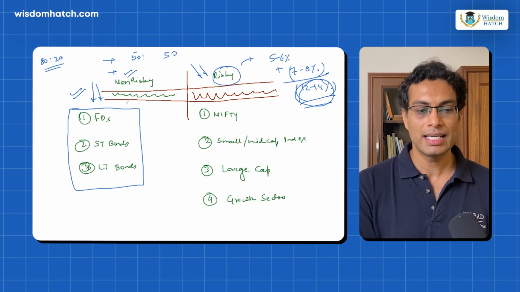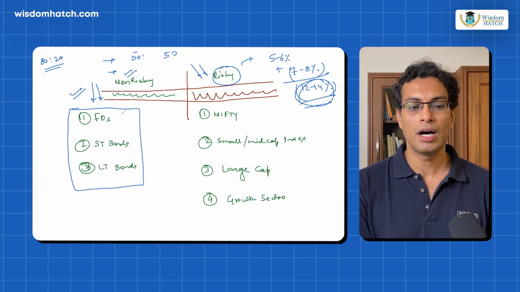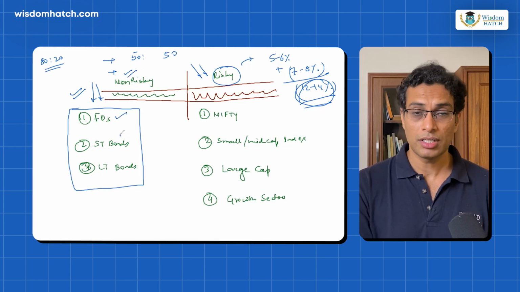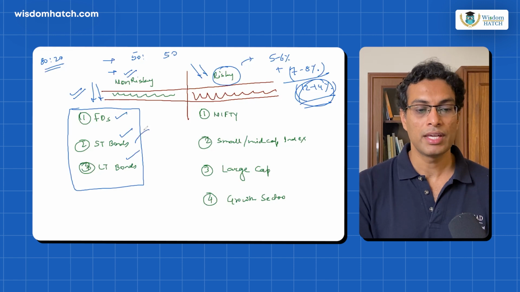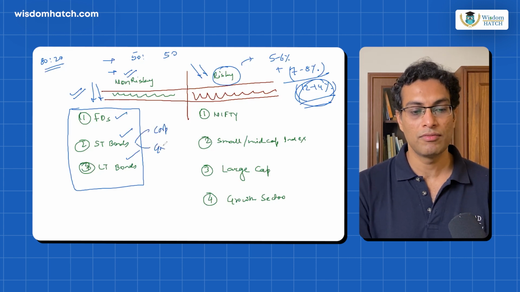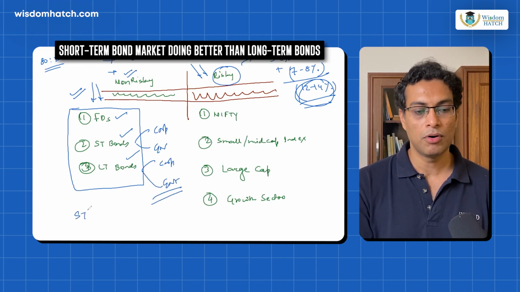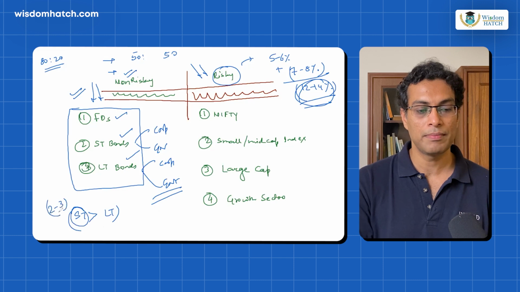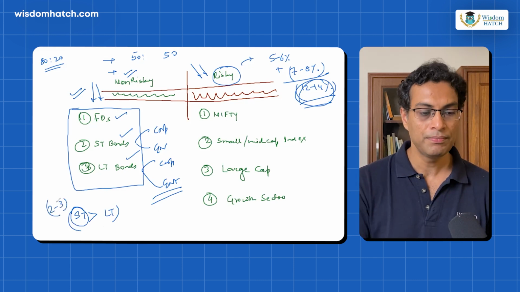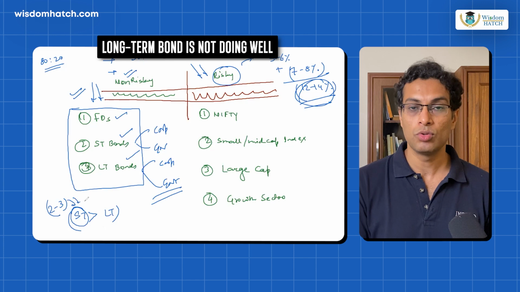See, on the non-risky side in India, you can definitely do a mix of fixed deposit, short-term bonds, long-term bonds. Here you have corporate bonds, here you have government bonds. Now, right now the situation is that the short-term bond market is doing better than long-term bonds, right? So if you are locking your money for a 2 to 3 year period, that is typically considered short-term, these type of bonds are likely to do better.